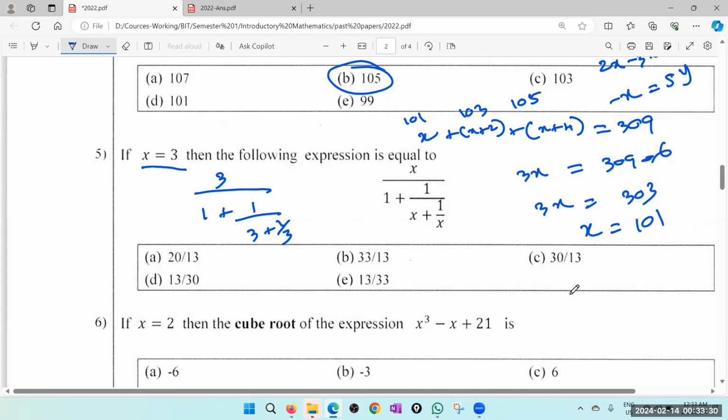That is 3 divided by 1 plus... 3 is the common denominator that goes up. 3 into 3 is 9, 9 plus 1 is 10. Okay, so I'll take 10 as a common denominator. Then 10 into 3, because this 10 goes up, 30. 30 divided by 10 into 1 is 10. 10 plus 3 is 13. So the final answer is 30 divided by 13. Answer is C.